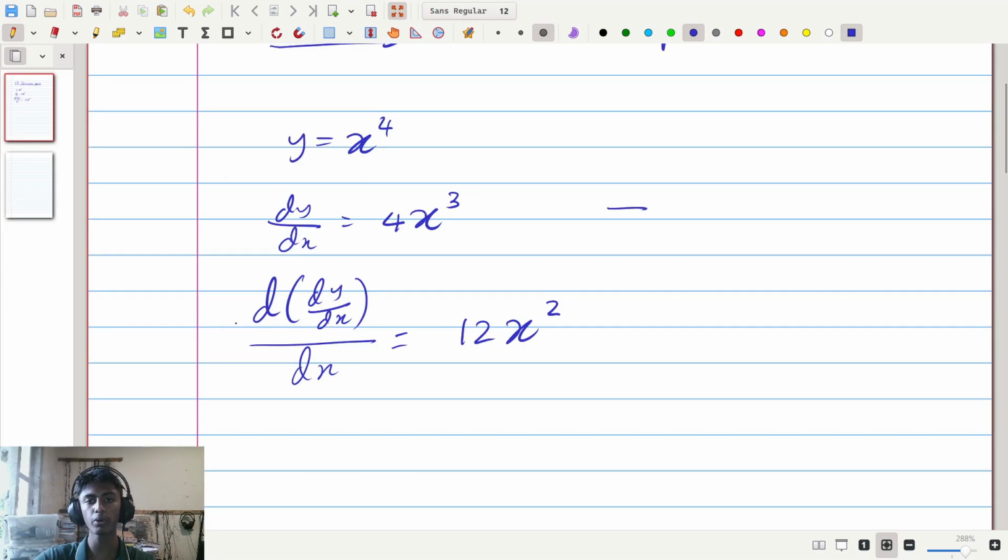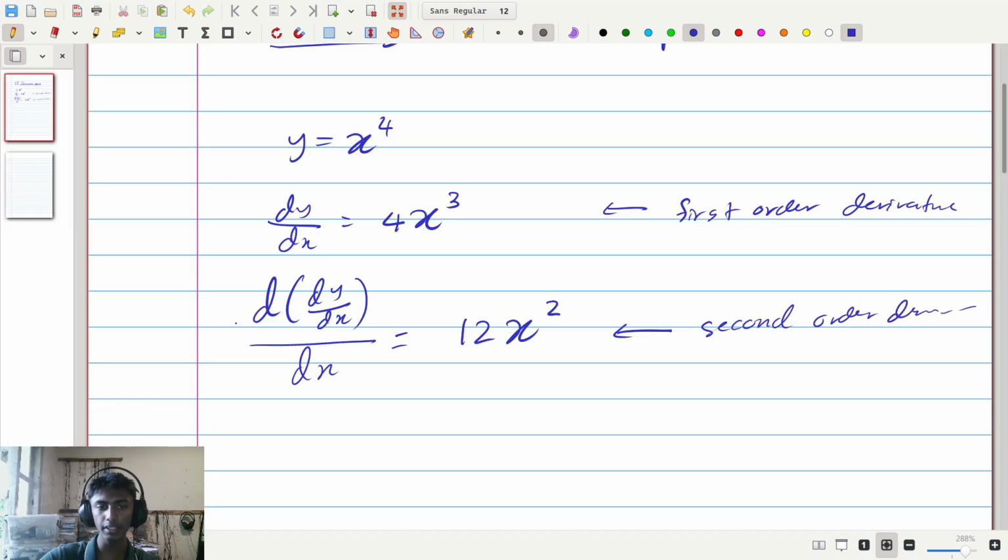This is what we would call the first order derivative. And then when you take the derivative of the first order derivative, that thing there would be then called the second order derivative. Now you can probably guess what the third thing is going to be.